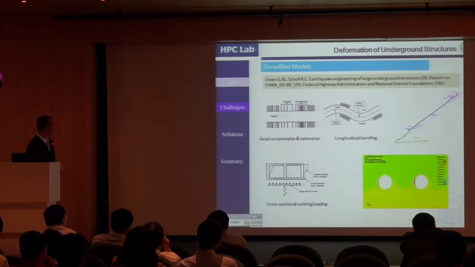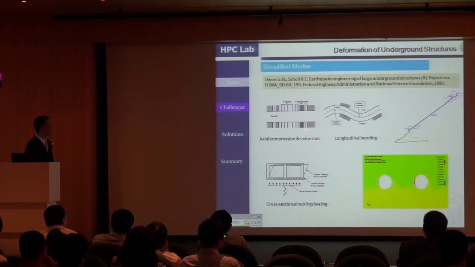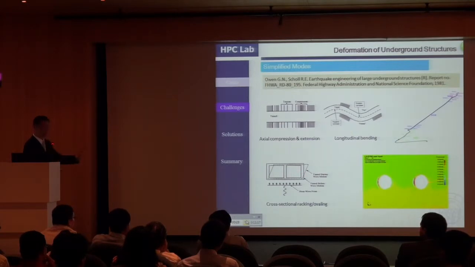To account for the earthquake, usually the engineer had some simplified model. It would account for the longitudinal deformation or the creep during the earthquake, and also the shaking movement of the tunnel, or even in some cases the cross-section ovaling or racking. That is the understanding from the engineer, from the practical side.